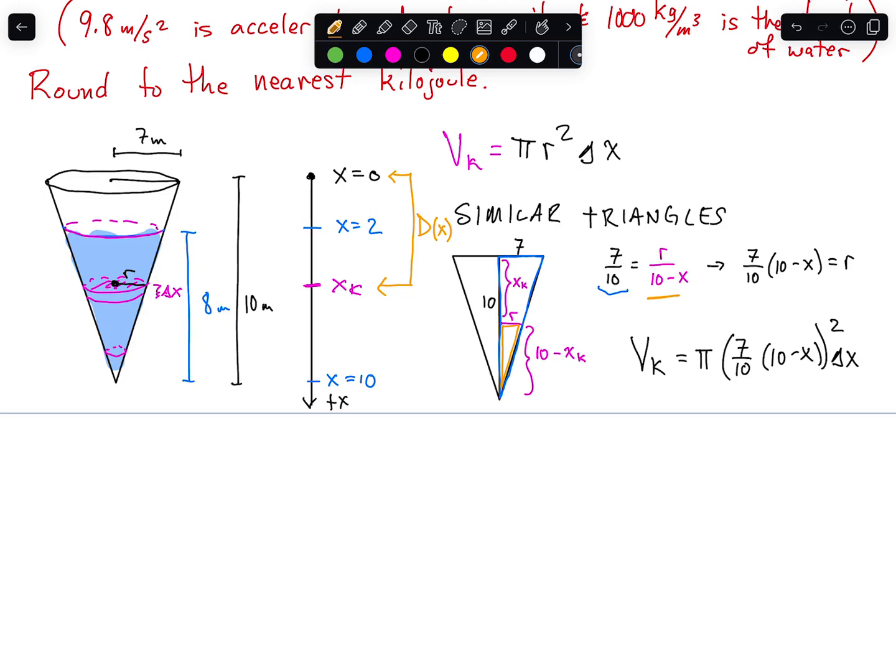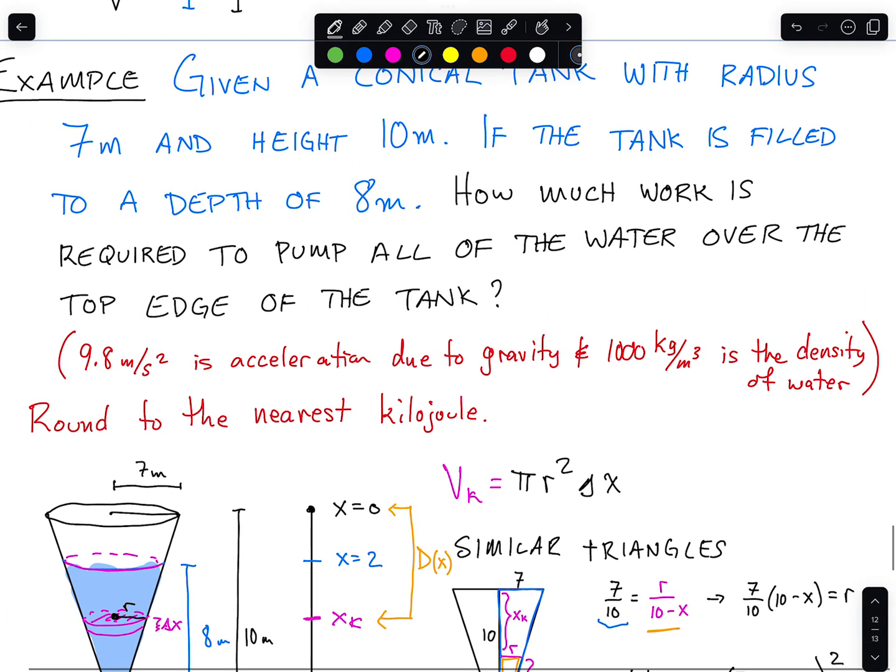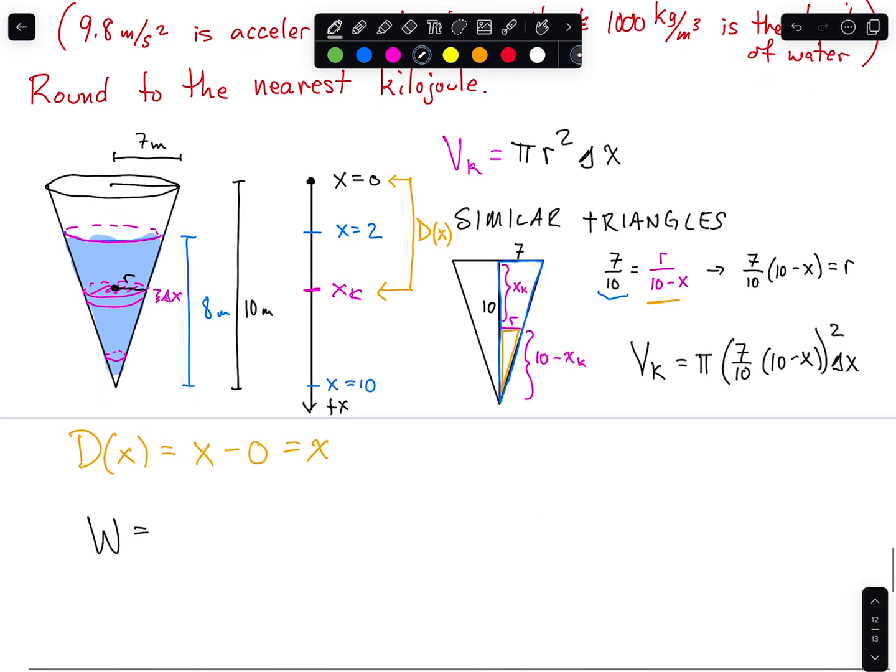So we take the larger thing minus the smaller thing. So our distance, d of x, is equal to x minus 0, which is just x. So our work integral, if we're going to pump everything out of the cone, I think, was that what it said, or what did it want? It wants us to pump everything out of the cone. So we want to pump all the water out.